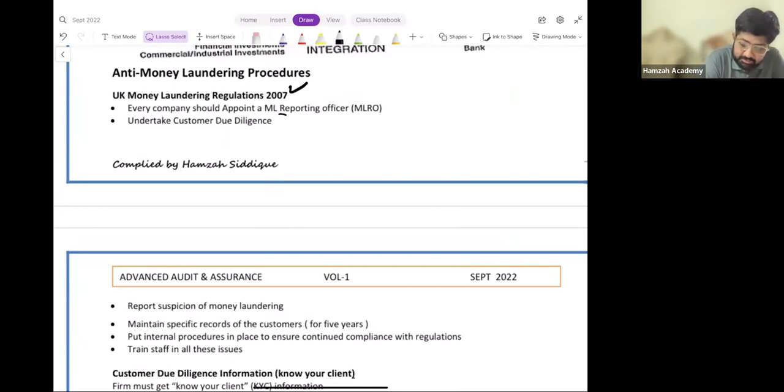Every company should appoint an MLRO, a Money Laundering Reporting Officer. This is required by law. What is an MLRO? An MLRO is a person who has specialized knowledge of money laundering and relevant laws.